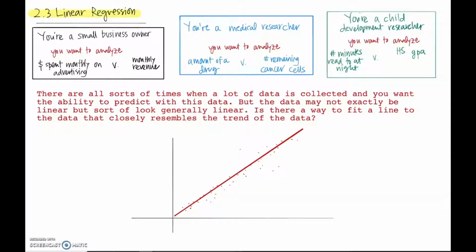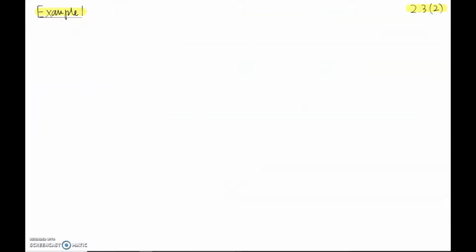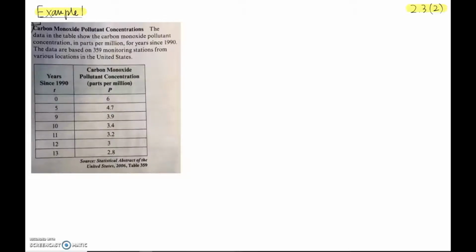And so linear regression is going to help us to find the equation of this line, which is so powerful and will give us the ability to predict things. Our first example is going to be related to carbon monoxide pollutant concentrations as a function of year. So let's read through this situation.